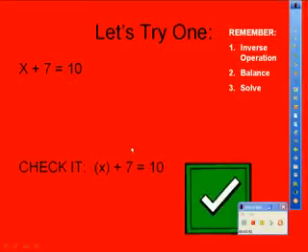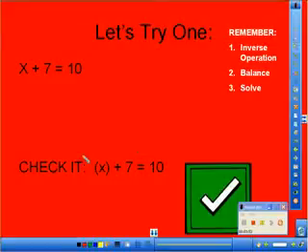So, we said that x equals 3. So what we're going to do is plug in a 3 into the original equation right here for the x. 3 plus 7, and yes, that does equal 10, so we know that we got the right answer. X equals 3.